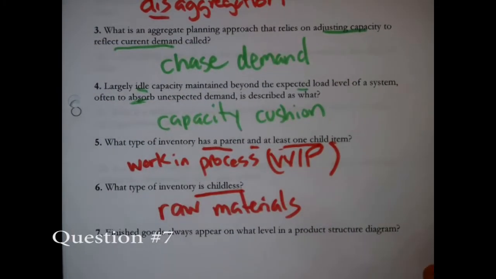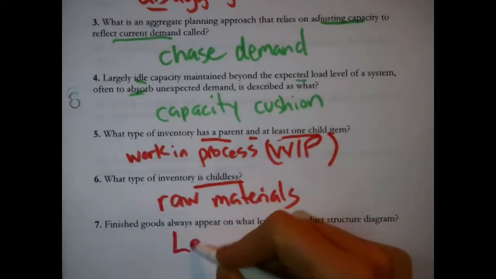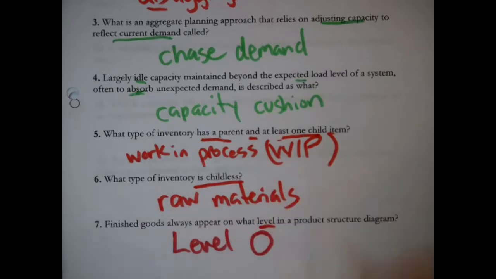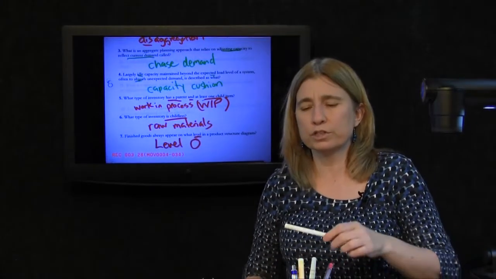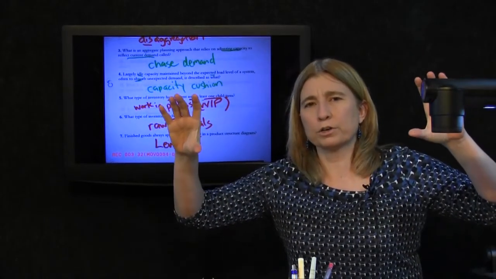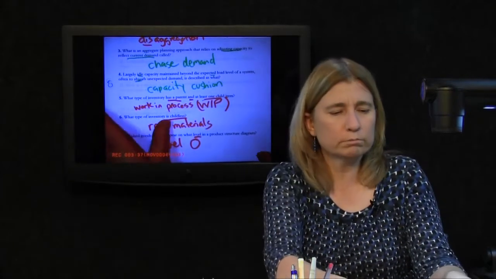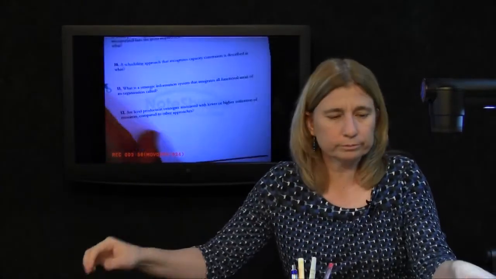Finished goods always appear at what level of the product structure diagram? Level 0. Finished goods are level 0 items. Level 0 is always the top of a product structure diagram, and that's where the finished good will be located. Okay, got it.